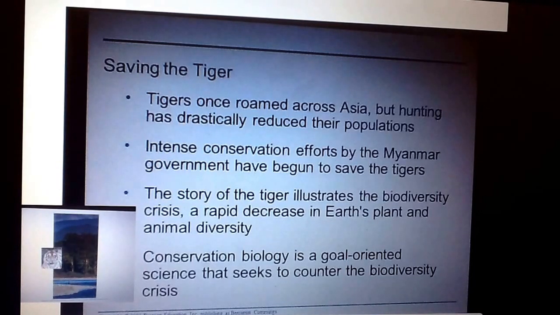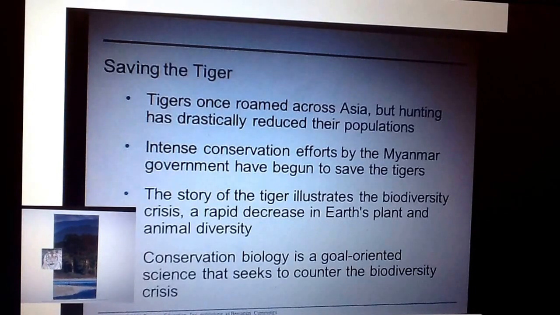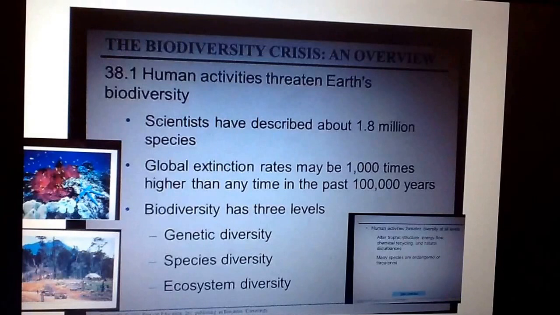What the Myanmar government did, they said, we need to save the tigers, so they purchased land, made it into a reserve, and hired local people to protect the tigers, and now their numbers are slowly climbing back up. Now, the reason why we care about this is because the tigers are an example of our biodiversity. Biodiversity is all the different animals that we have, but if we threaten the biodiversity, which is what humans are currently doing, we're going to lose animals.